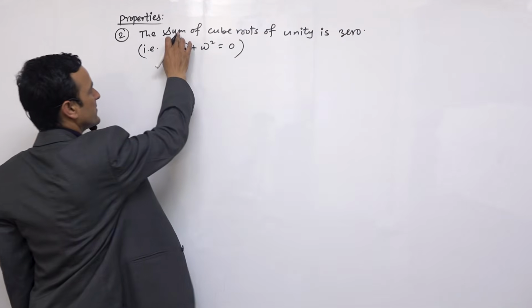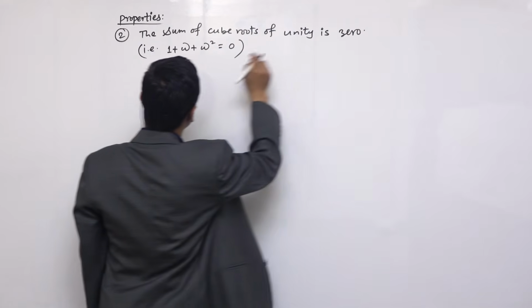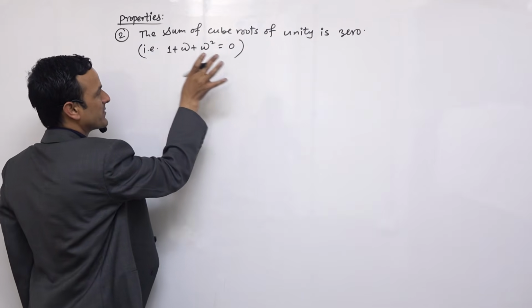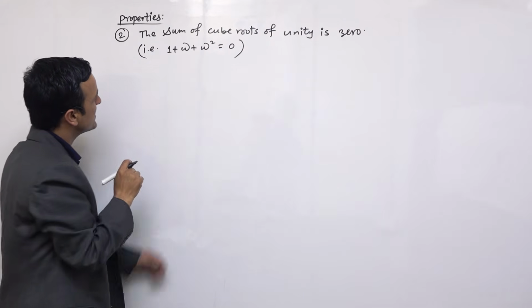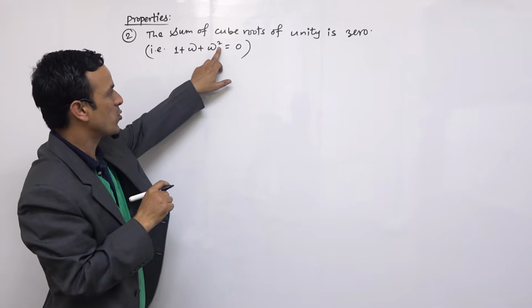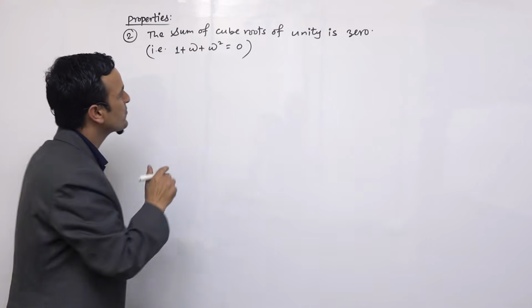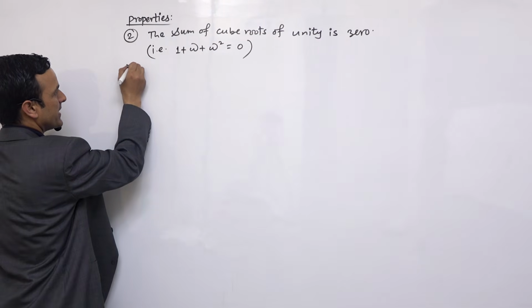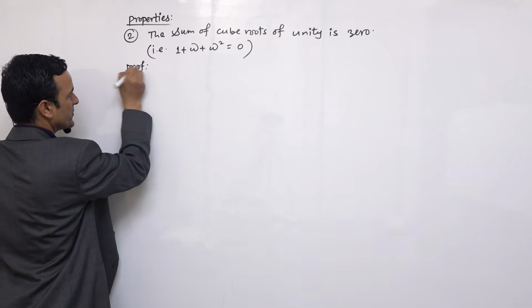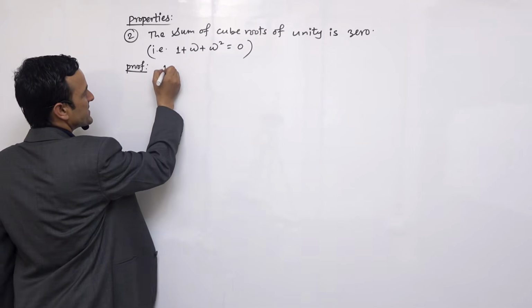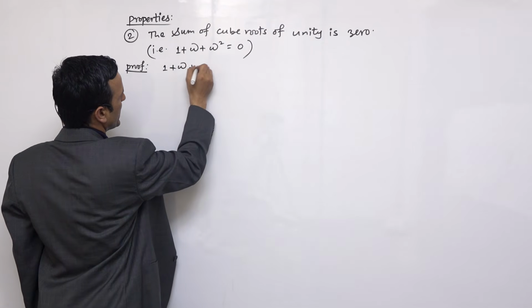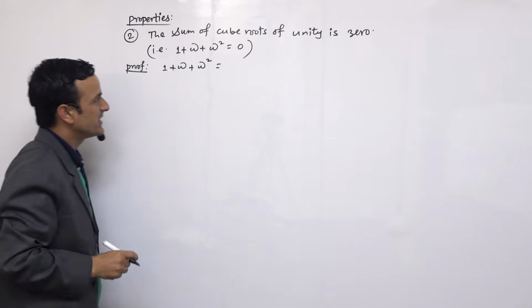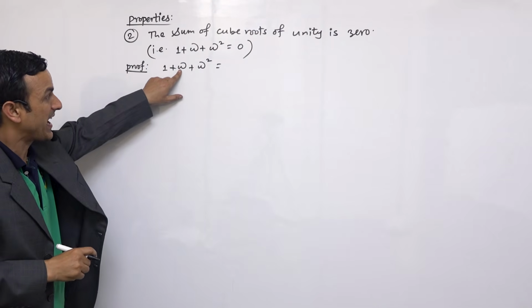The sum of the cube roots of unity is 0, and mathematically we can write it like this: 1 plus omega plus omega square is equal to 0. So let's establish this property by proof. Let's write 1 plus omega plus omega square. It is not w, it is omega.